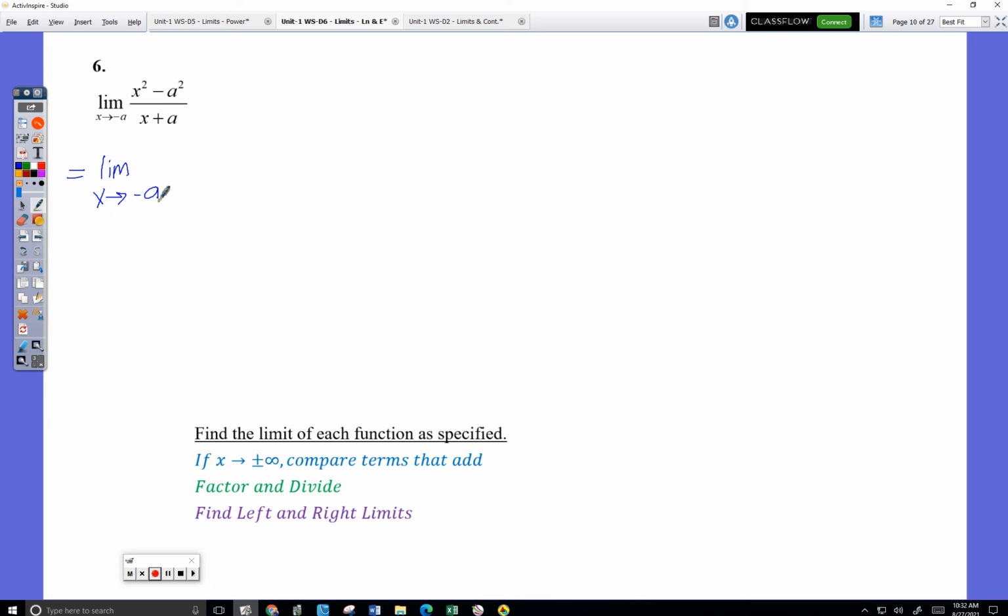So I look at the numerator and I remember from a previous class that anytime I have a difference of squares, I can factor. Like that. Question?